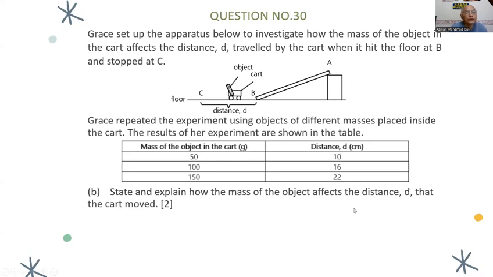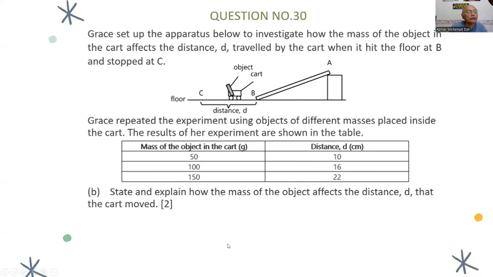So whatever words they use, you use the same words. So what is the pattern statement that relates the mass of the object and the distance? So obviously, the greater the mass of the object in the cart, the further the distance the cart moves, as given by distance d. Okay, so that's the pattern statement. So that one is your pattern statement.